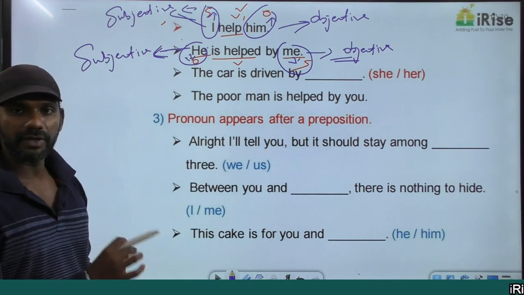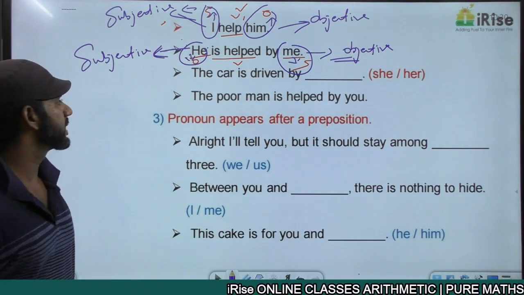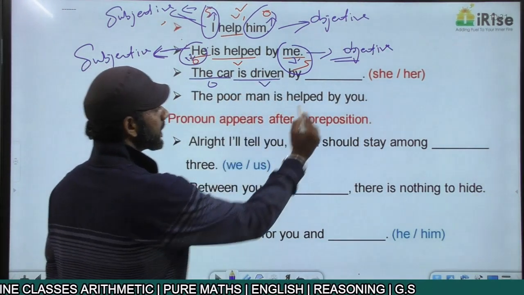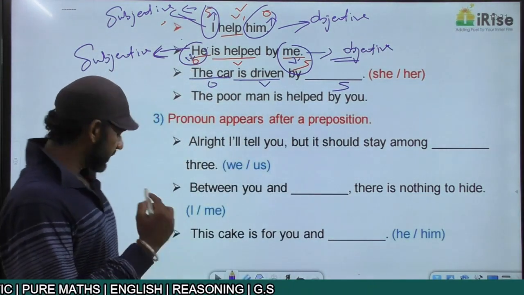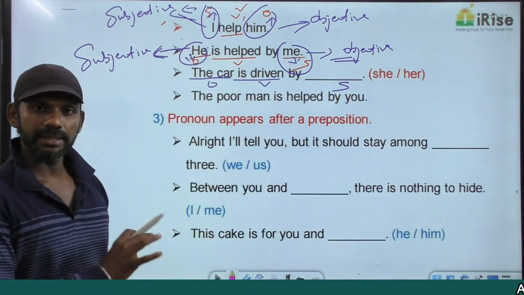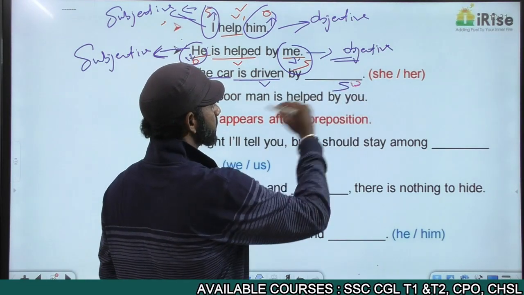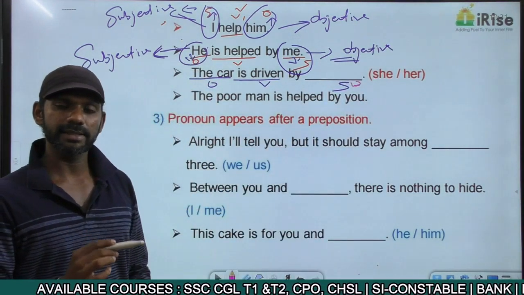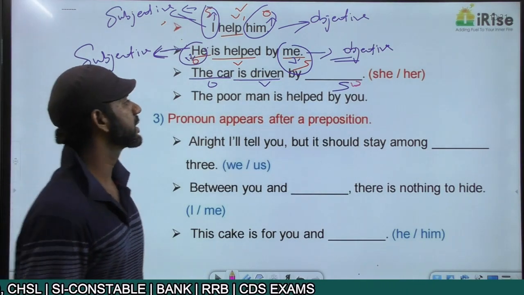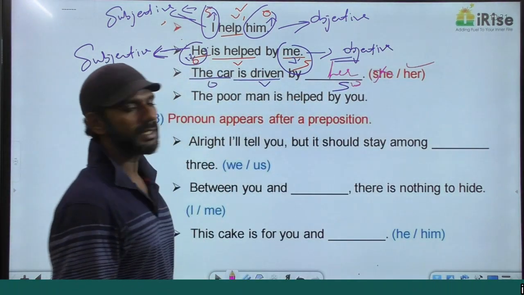The car is driven by dash. This sentence is in the passive voice because by is there. The car is the object, is driven is the verb, this blank is the subject. And this blank must be filled with a pronoun. This sentence is in the passive voice and this blank, the pronoun, is acting as a subject. In the passive voice, the subject must be in which form? In the passive voice, the subject must be in the objective form. Her is objective, so the answer must be the car is driven by her.